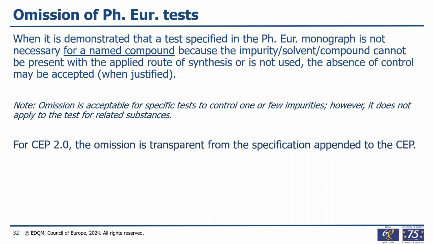So omission of a monograph test is possible in some cases when it is demonstrated that a specific test described in the EP monograph is not necessary for a specific named compound because this impurity or solvent cannot be present with the applied route of synthesis, or if it's not used. So omission is acceptable for specific tests for one or few impurities. However, of course, we cannot apply it for the test for related substances. So for CEP 2.0, the omission is transparent from the specification which is appended to the CEP when a test is not stated in the specification and it was assessed and approved by the EDQM.